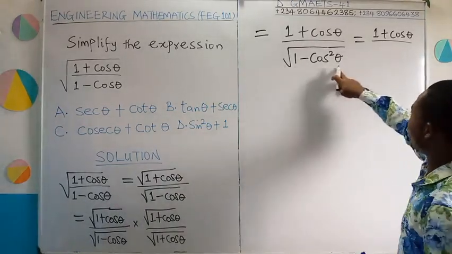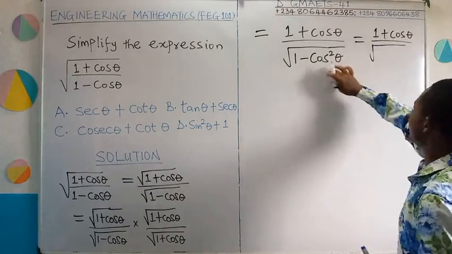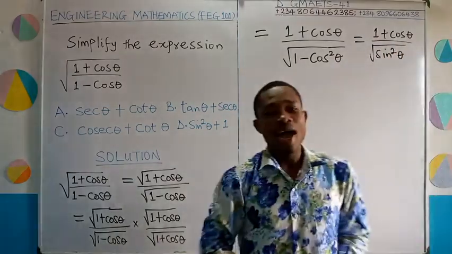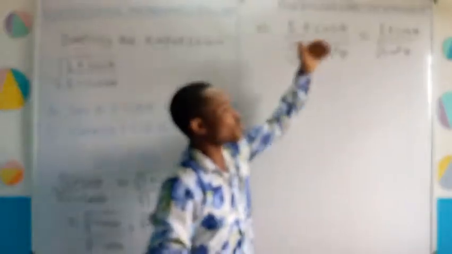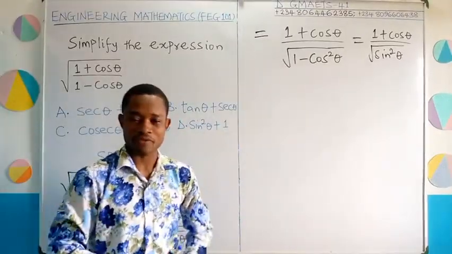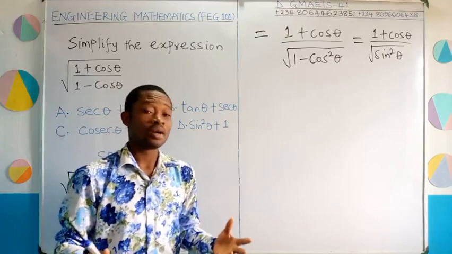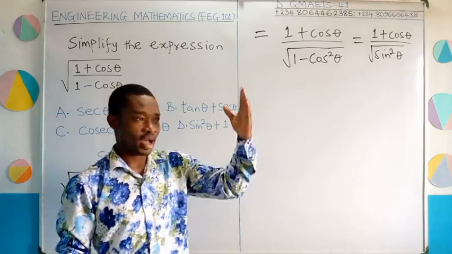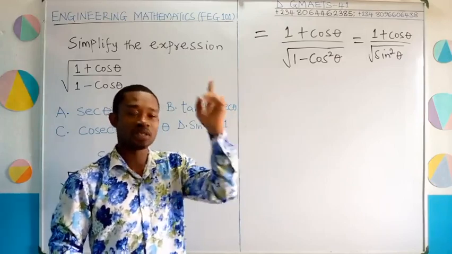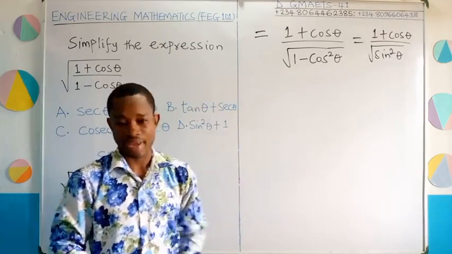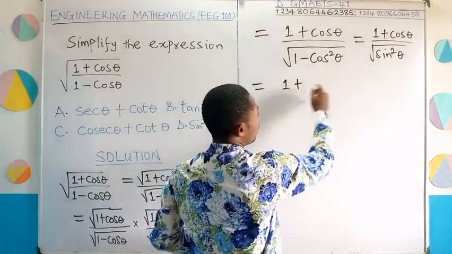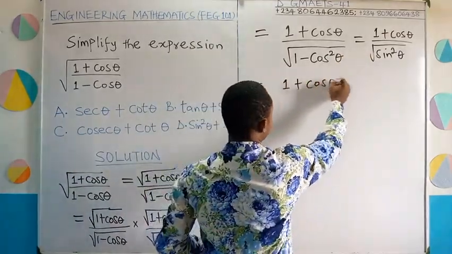So this 1 minus cos squared theta is simply sine squared theta. Okay. And now, if I have square root of sine squared theta, what would that give to us? The square root will clear that square. Are you following, right? So it simply becomes sine theta. Just think about you having square root of x squared. That square root and that square will cancel out so that x will be left. And so this is equal to 1 plus cos theta all over sine theta.